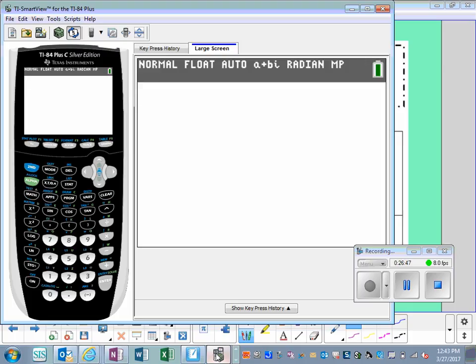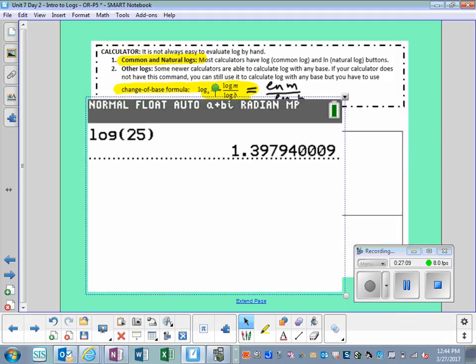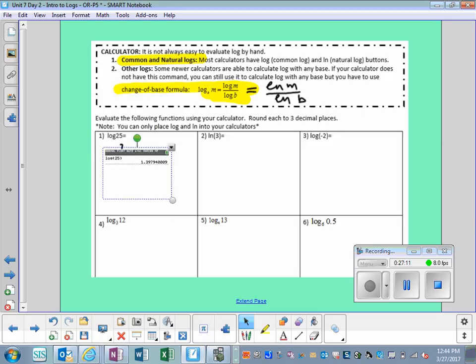So log 25: common log, 25 as an argument, close parenthesis, evaluate. Whenever we use a calculator, at least in our class, we will round to the third decimal point, so three numbers after the decimal point. So right here, what do I have? 1.398. And the answer is 1.398.